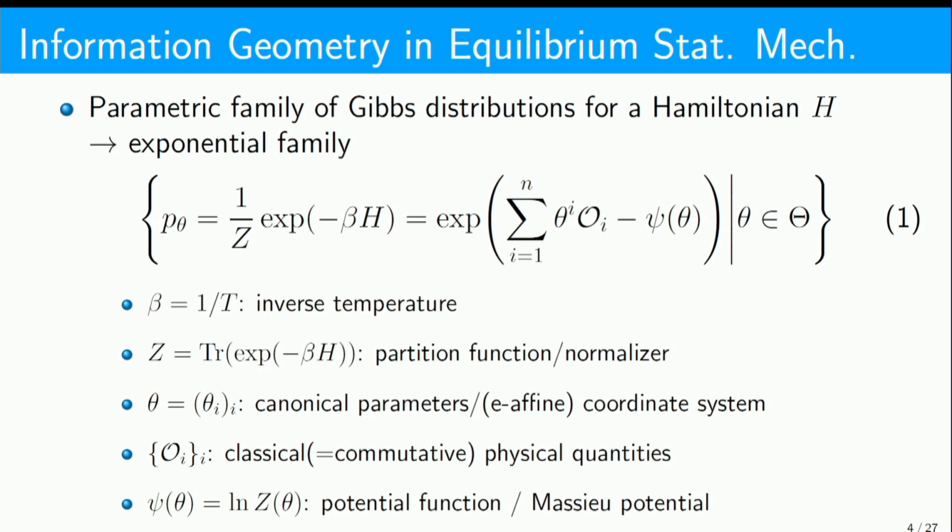And here, beta is the inverse temperature, and Z is called the partition function, and theta represents the canonical parameters and forms a coordinate system, and the set of y represents classical, meaning commutative, physical quantities such as magnetization as random variables. And the last, psi, is given by the logarithm of the partition function and is called the potential function, or Massieu potential in thermodynamics.